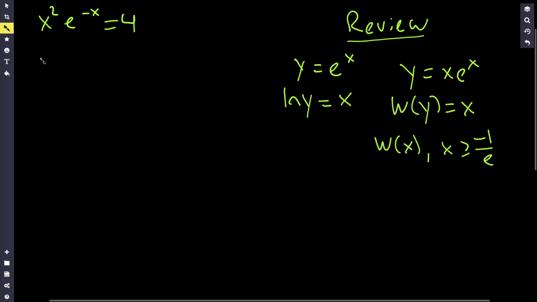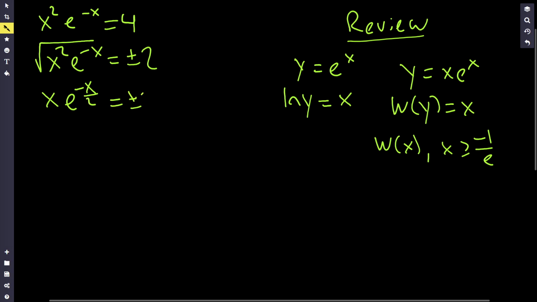So what I'm going to do is take the square root of both sides, and you'll see why in a second. So the square root of x squared times e to the negative x equals the square root of 4. Don't forget the plus or minus though, so we'll have plus or minus 2. So now here we just have x, because the x squared and the square root will cancel. And then we have e to the power of negative x over 2. And this is going to be equal to plus or minus 2.